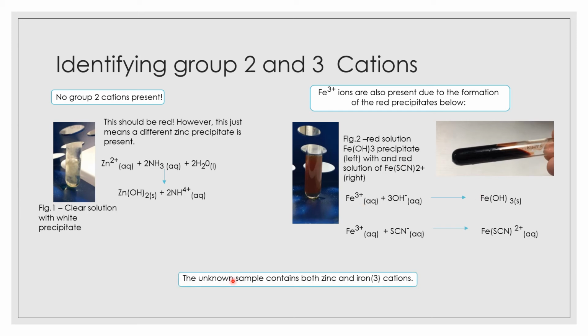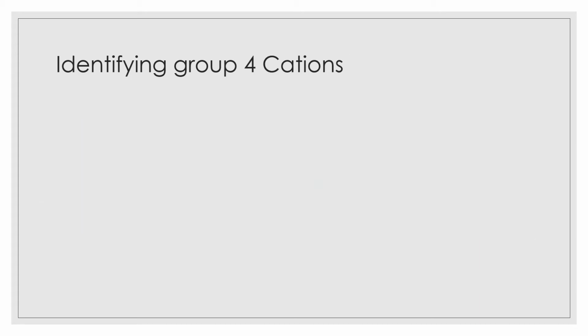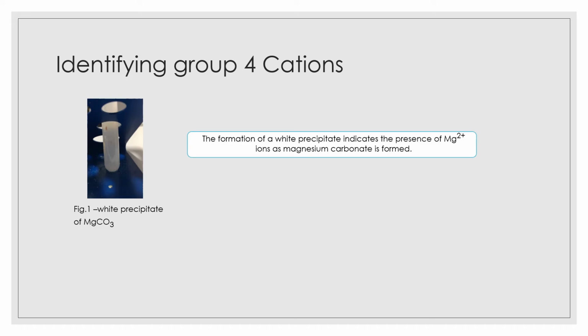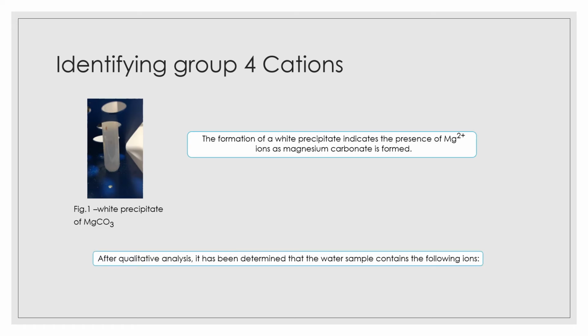So from this we know that our sample has both zinc and iron 3 cations, and we also have some group 4 cations present. So the only test tube we have for this is this one. This is a white precipitate, and this is manganese carbonate. So that means after all of these qualitative tests, we can determine that our water sample contains silver, iron 3+, zinc 2+, and Mg2+ ions.